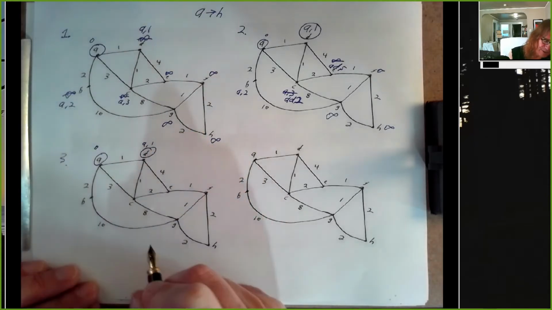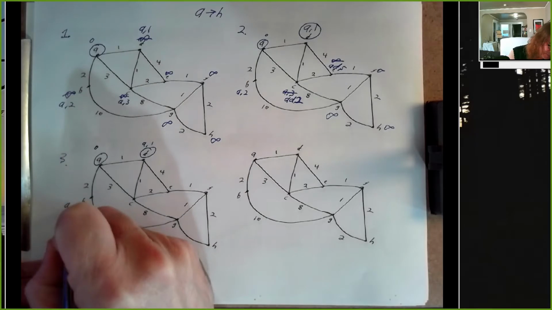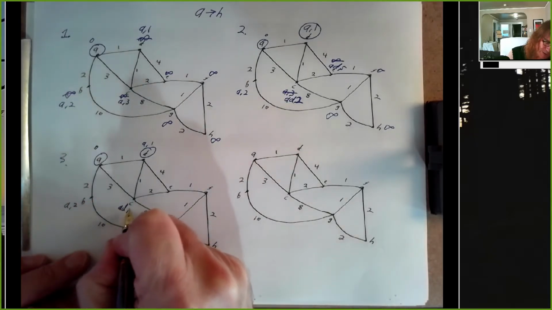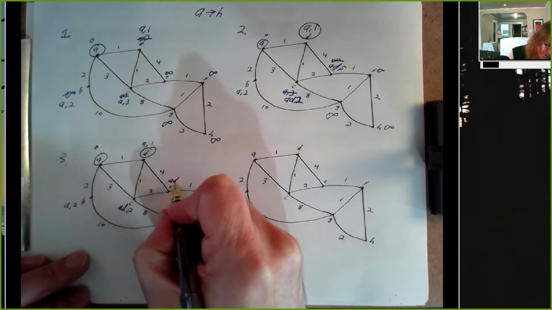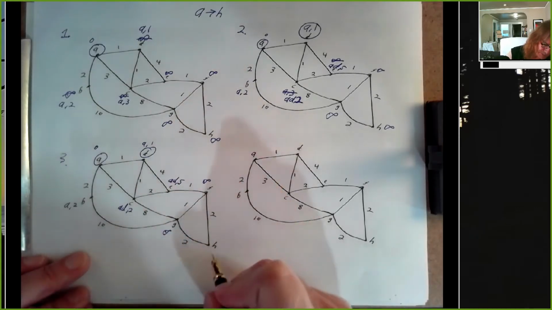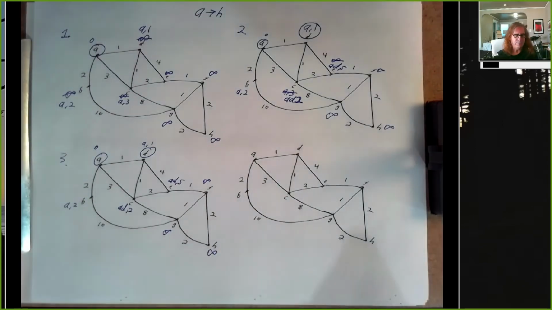All right, this has been visited. This is an A with a 2. This is an AD with a 2. This is an AD with a 5. And these are still infinities. All right, so somebody tell me, what's my closest node that I have not visited yet?